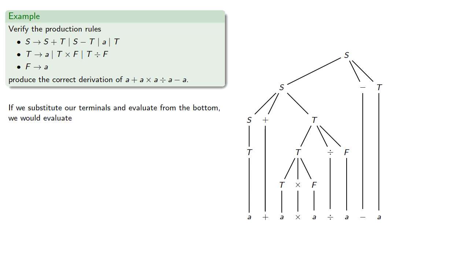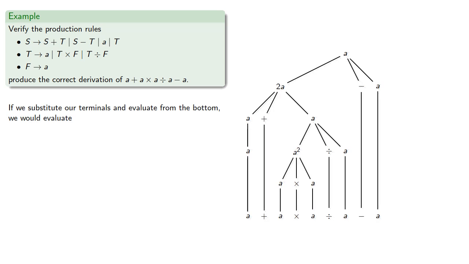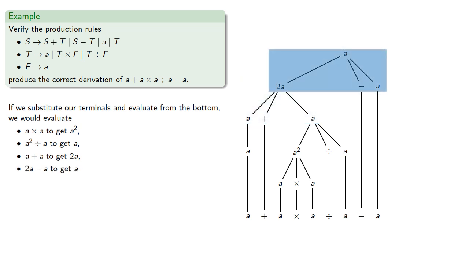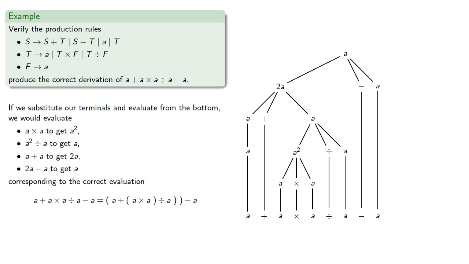Now, if we substitute our terminals and evaluate from the bottom, we would evaluate a times a to get a squared, then a squared divided by a to get a, then a plus a to get 2a, and then 2a minus a to get a. And this corresponds to the correct evaluation.